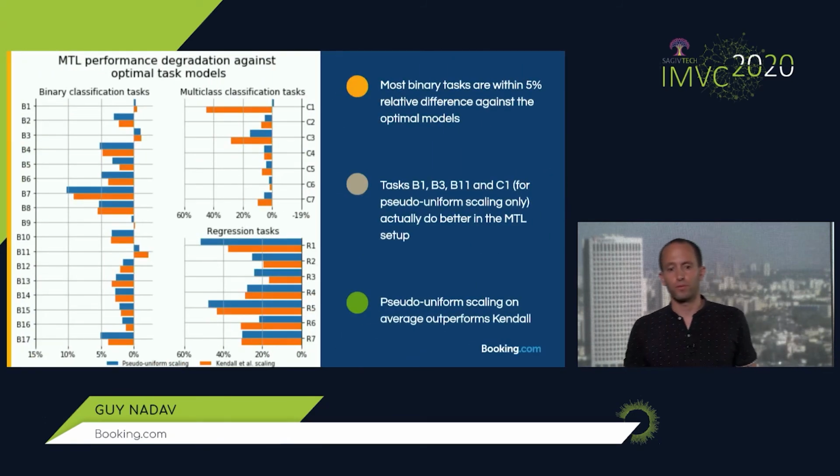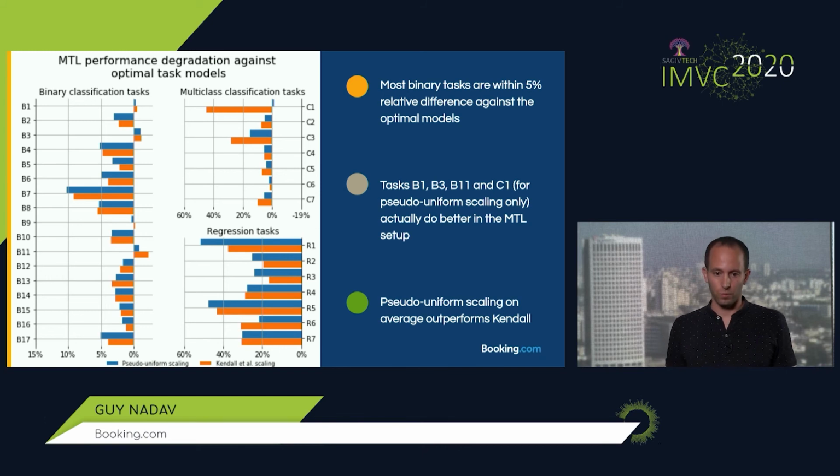Another evaluation we performed is how well specific tasks do when trained as part of the multitask learning setting versus the optimal end-to-end training on a single task. As expected, most of the times the optimal single task training is doing better. The x-axis specifies the percentage of accuracy degradation when using multitask learning, meaning if we have a negative percentage, we actually do better than the optimal setting. The orange and blue results are simply using different scaling approaches.